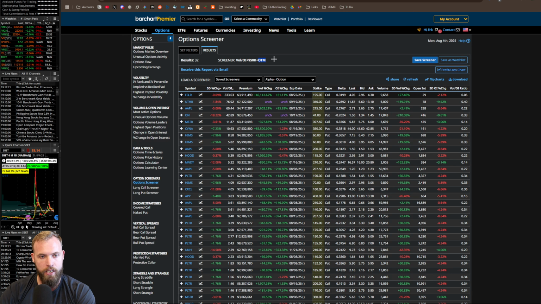Why out of the money? Because a lot of times in the money trades are used for different kinds of stock replication or hedging activity that doesn't necessarily associate with directional speculation. So in this case, if I'm looking for directional speculation, I want stuff that's generally out of the money and stuff that's relatively closer in time.